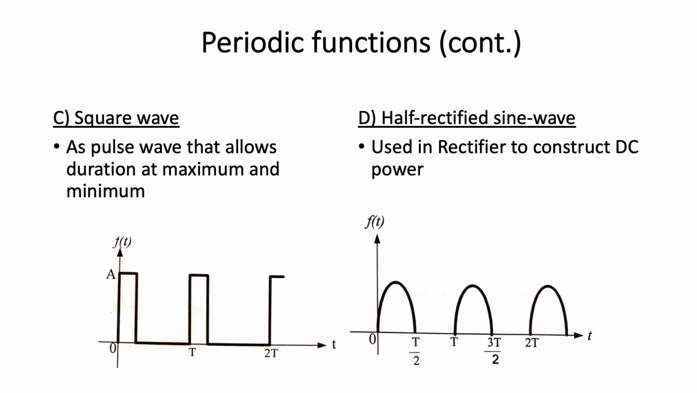C. The signal is a typical square wave, and it acts as a pulse wave that allows duration at its maximum and minimum. And lastly, the signal is called a half rectified sine wave, and this type of signal is usually used in a rectifier to construct DC power.